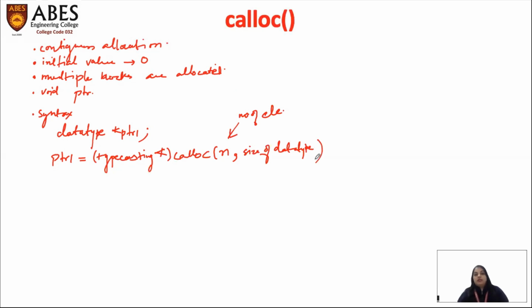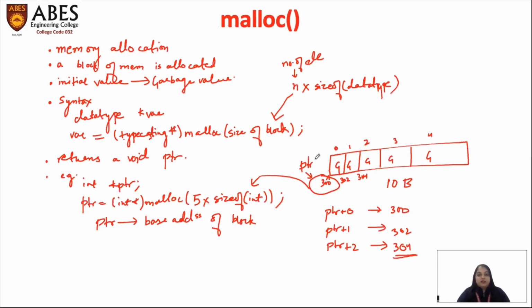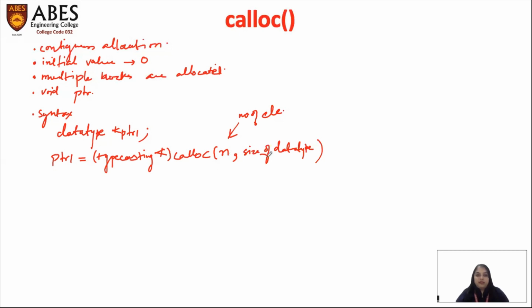Okay. So earlier in the malloc function, there was only one argument that we passed, the size of the block, which included n into size of data type. Here, both are separated. Two arguments are there when we call the calloc function: n comma size of data type. We'll take the same example, ptr1, and I'm storing an integer value.